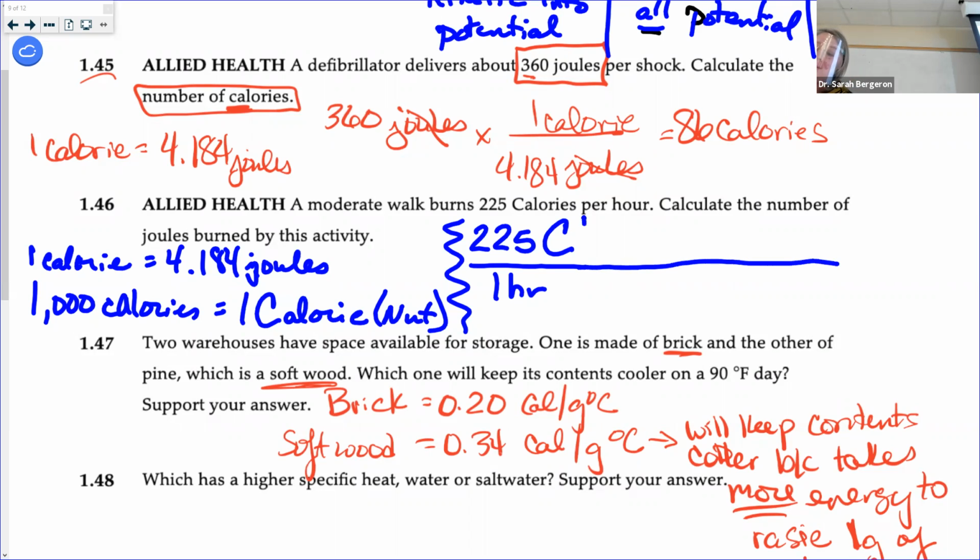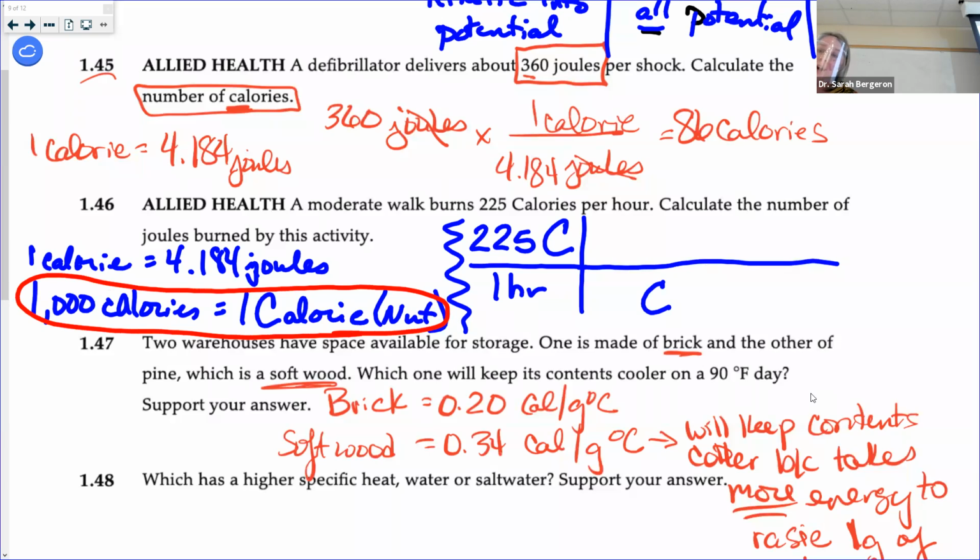So fence posts, right? Just think fence posts. What do I want to get rid of? The big C or the hours? The big C. So I'm going to put the big C on the bottom, and I'm trying to get to joules, but I can't get to joules, right? What relationship do I know though? I know the relationship between big C and little c, right? So I know that I can convert to little c calories. I know that there are 1,000 chemistry calories in 1 nutritional calorie.